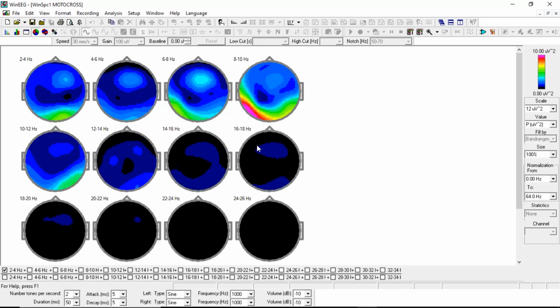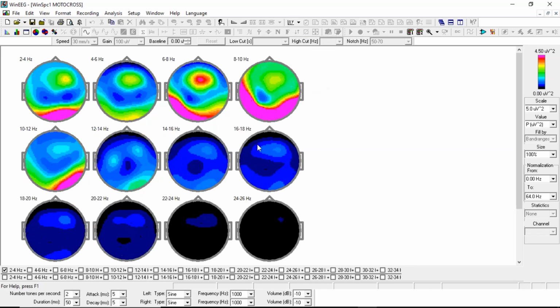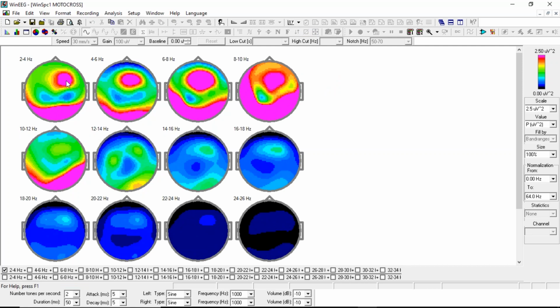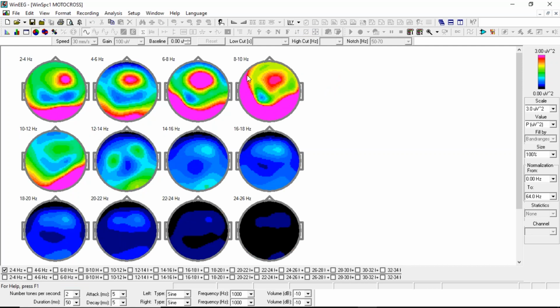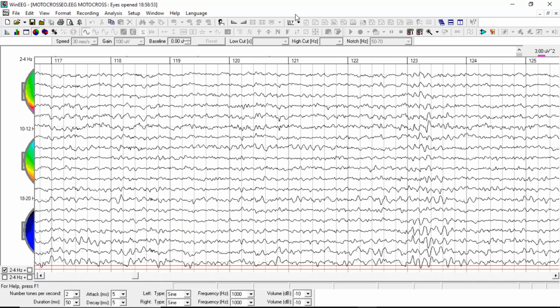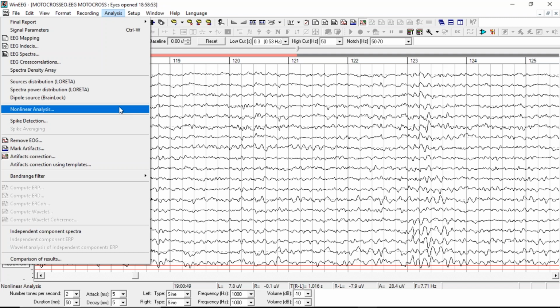Now we do 2 hertz bins here. We're going to see it clearly. So here it is, FZ to F4 discharge. Here's your F7, T3, T5, and your T4, T6, O1, O2, PZ, compromise. I want to go back to the spectral analysis for a second because I want to do a PZ.